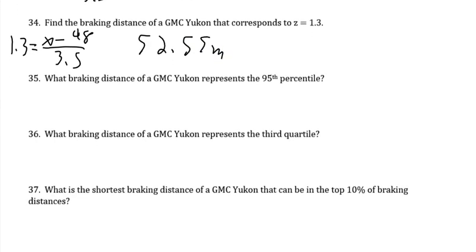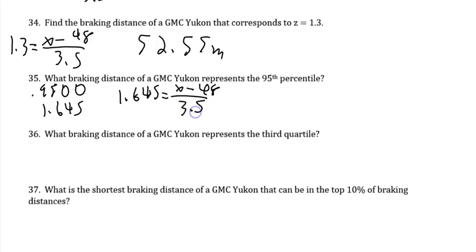What is the breaking distance of the 95th percentile? Well, we got to look at 0.9500 on the chart. And that gives us 1.645. It's in between two numbers. So you're going to be slightly different if you use 1.64 or 1.65. I'm going to use this. So 1.645 equals x minus 48 over 3.5. And that's going to give me 53.76 meters.